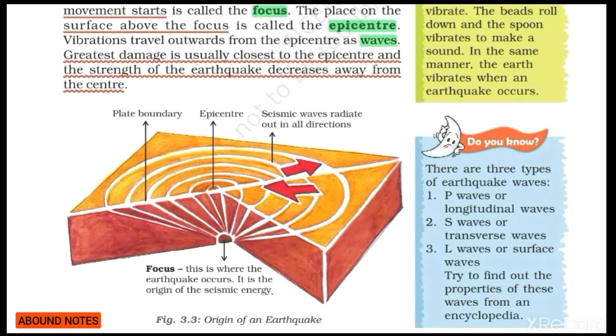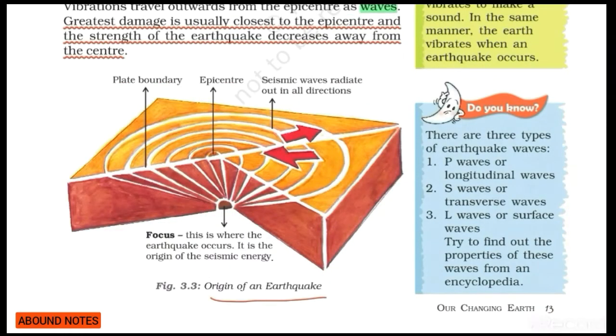Here the origin of the earthquake is shown. The focus is where the earthquake occurs. It is the origin of seismic energy. Earthquake is nothing but seismic energy. Here we see the plate in a triangular shape, one bigger triangle and one smaller triangle. The movement of the smaller triangle, tell me now, is it horizontal or vertical? It's horizontal movement, okay. And the focus is below the crust. It is somewhere in the mantle or between the mantle and the crust.